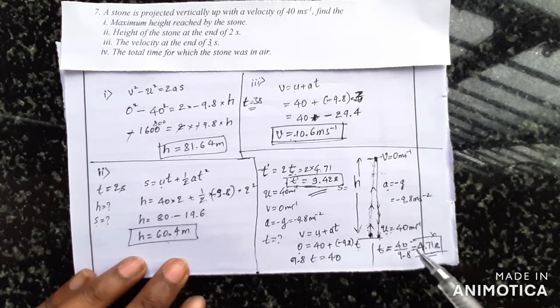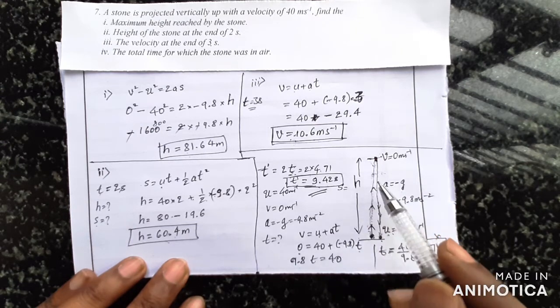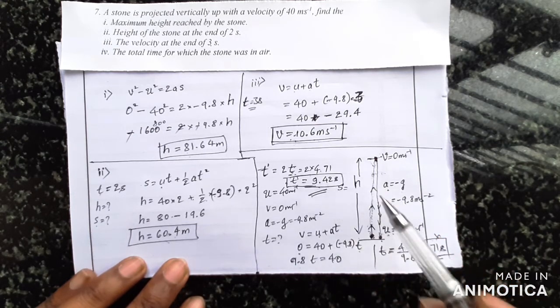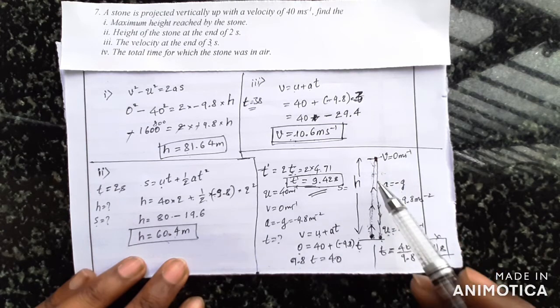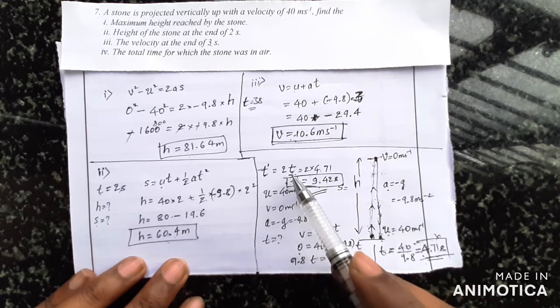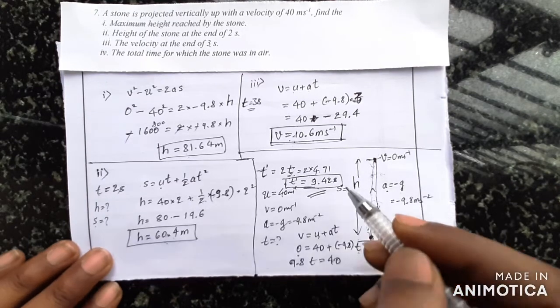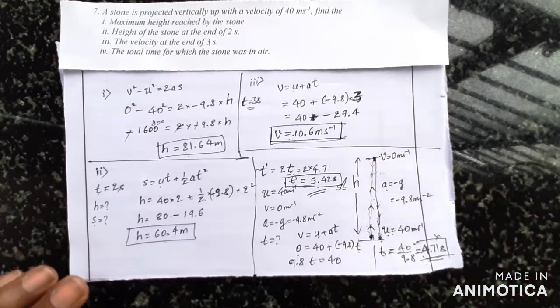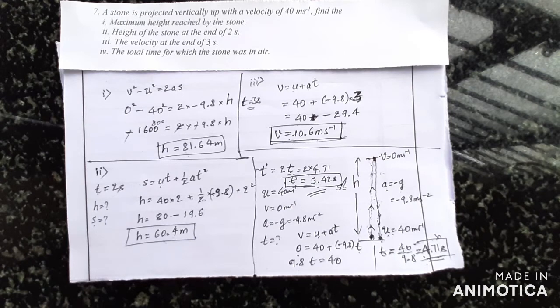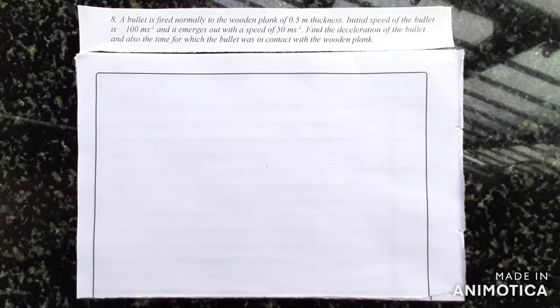This is the time for which the stone was going upwards, and the same time it will take to fall back down, right? So total time taken is 2 times of this, which is 9.42 second. So this is about the solution for the 7th question. Okay, going ahead for the next question.